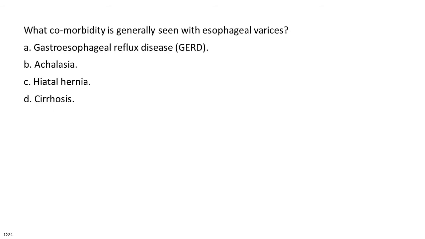What comorbidity is generally seen with esophageal varices? A. Gastroesophageal reflux disease, GERD. B. Achalasia. C. Hiatal hernia. D. Cirrhosis.